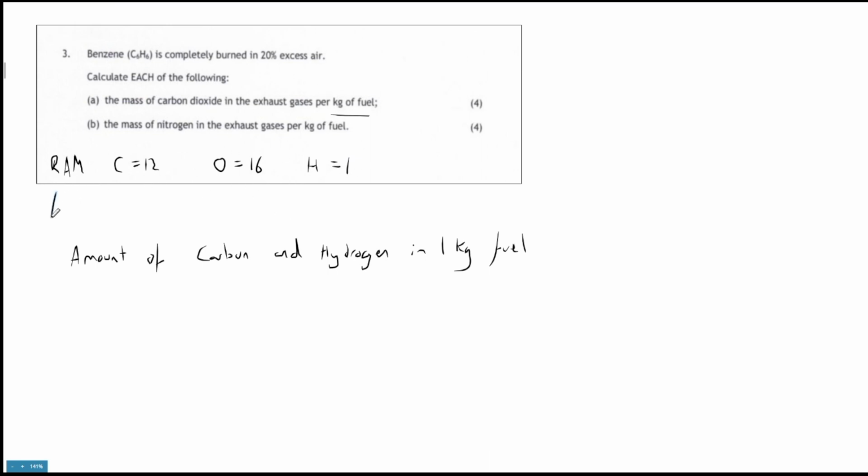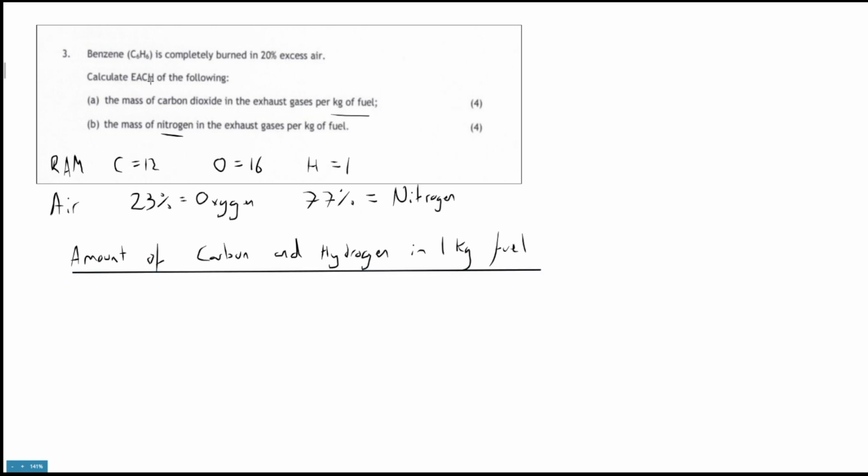We also need to know that air is 23% oxygen, and then we're going to need it for the nitrogen part of it. We're going to need that 77% nitrogen. All right, now we can get to work calculating the amount of carbon and hydrogen in 1 kg of fuel. So let's give that a go.